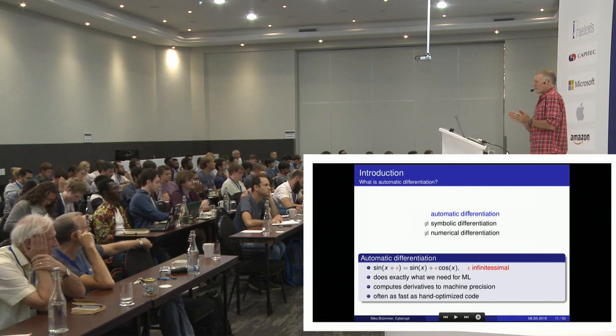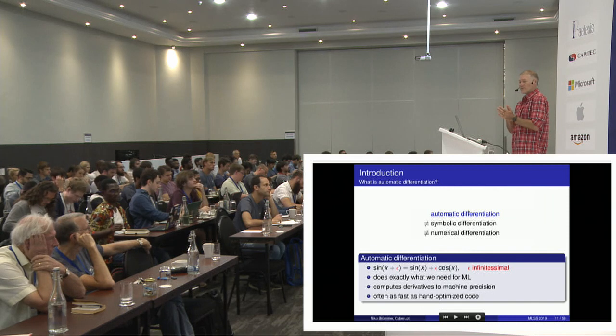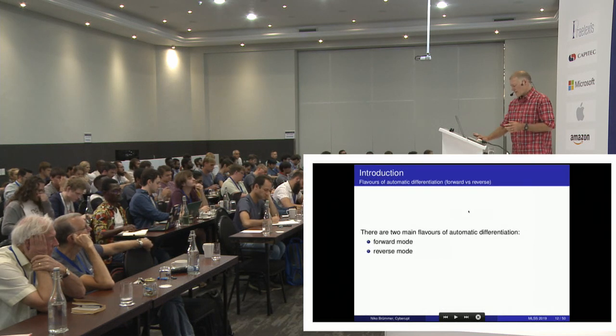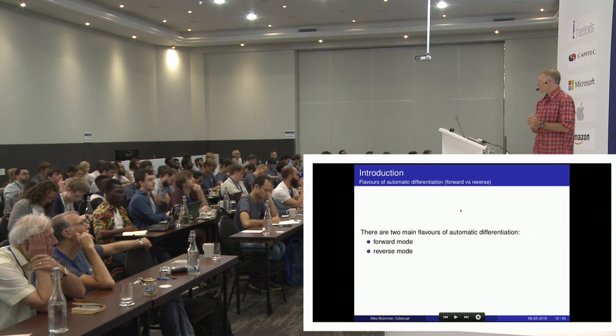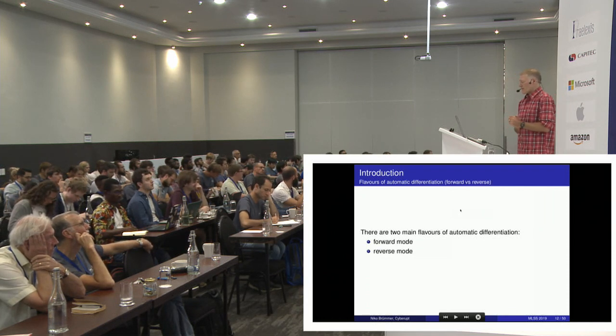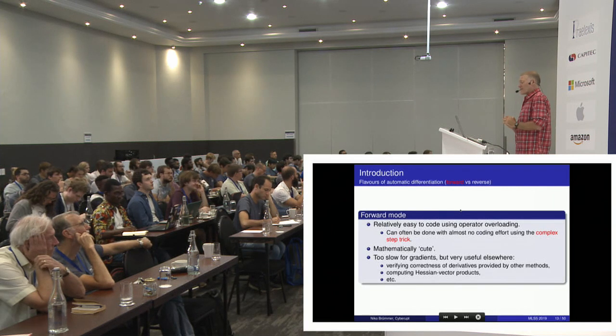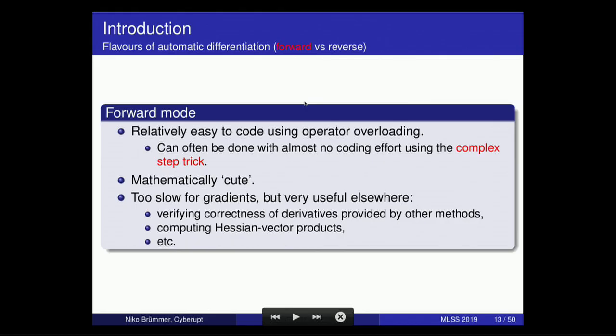So there are two main flavors of automatic differentiation, forward mode and reverse mode, and I can quickly summarize some of the properties of these two. Forward mode is relatively easy to code using operator overloading, and I'll show you a really nice trick called the complex step trick, which requires almost no coding effort. It's mathematically cute, but it's too slow for gradients. It has the same problem as the finite differences. If you want a gradient, you're going to have to do this for every single parameter in the thing you want to train, and that's going to be too slow.